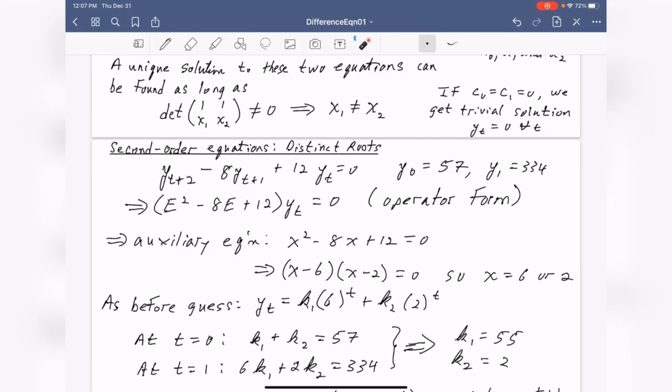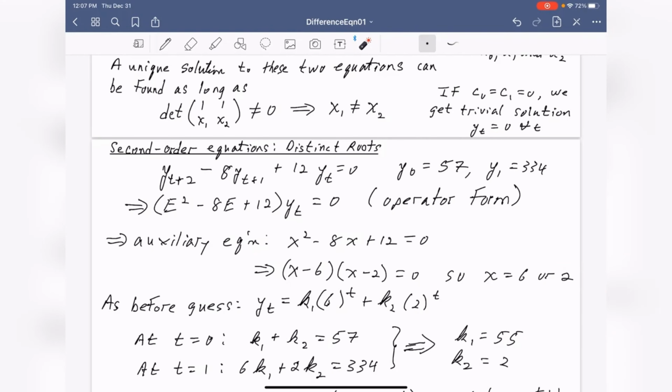yt plus 2 minus 8yt plus 1 plus 12yt equals 0. Given initial conditions that y0 equals 57, y1 equals 334. In operator form, we get E squared minus 8E plus 12, all in brackets, times yt equals 0. The auxiliary equation is x squared minus 8x plus 12 equals 0. We can find that x minus 6 times x minus 2 is equal to 0, so that means that the solution is that x is either 6 or 2. So we have two distinct roots, 6 and 2.